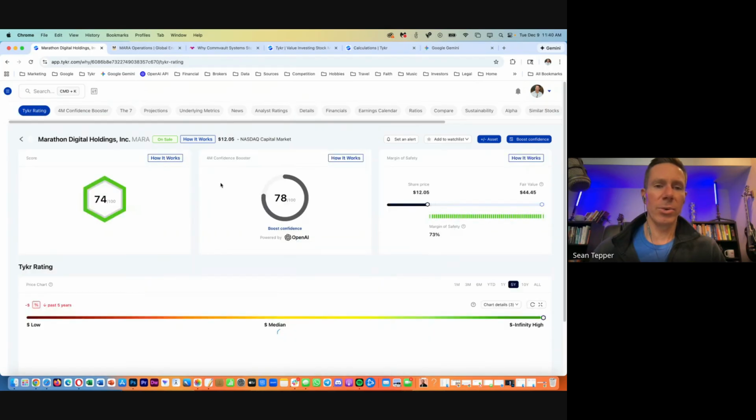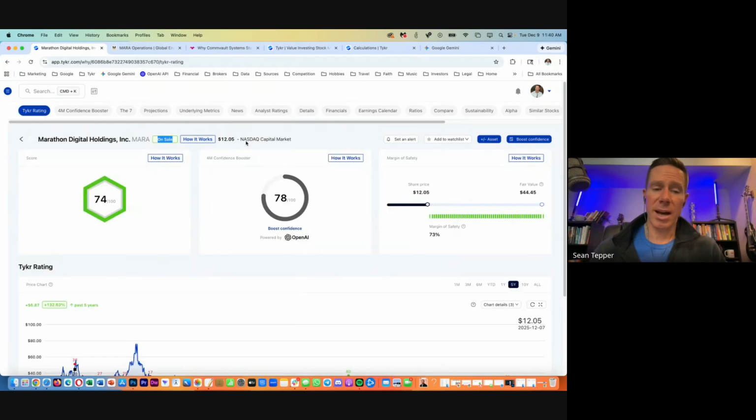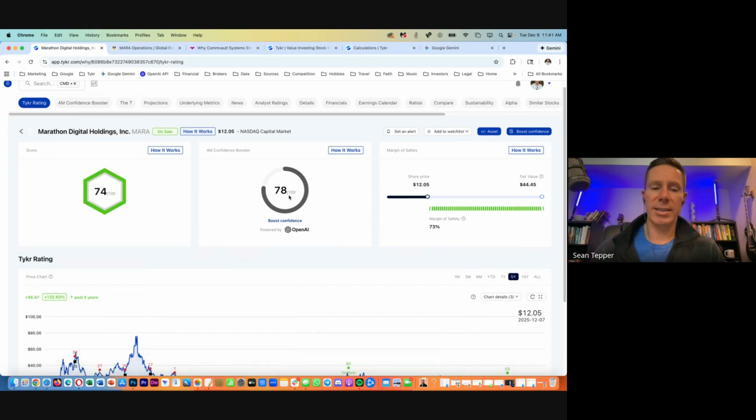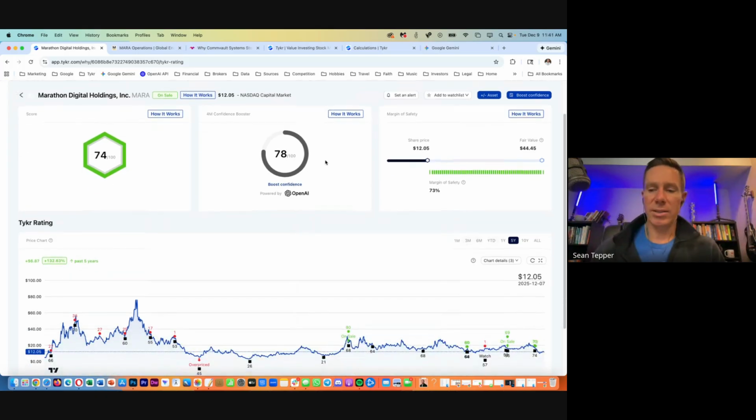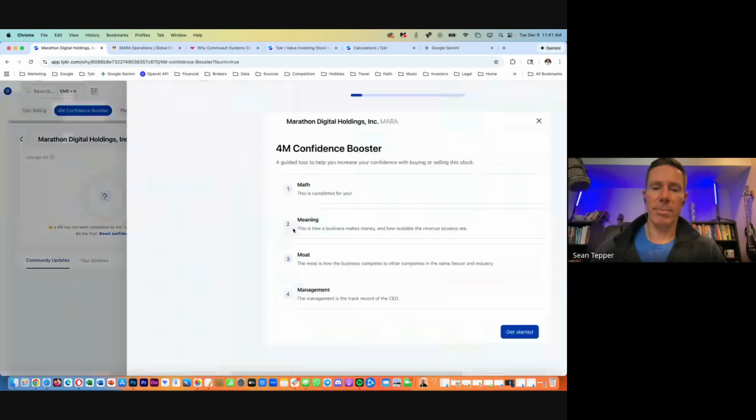But let's go through the 7. So on sale stock, that's a good sign. 74 on the score. Over here on the right, that margin of safety is 73%. So we got 3 for 3, and pretty close to that 80. That 78 is looking good. But let's use the 4M.